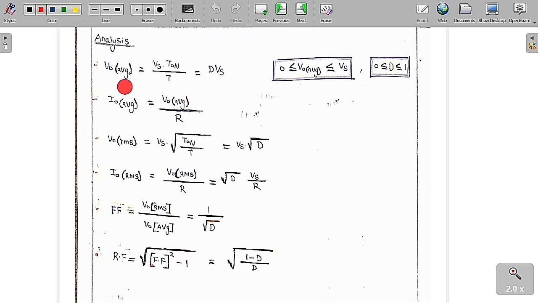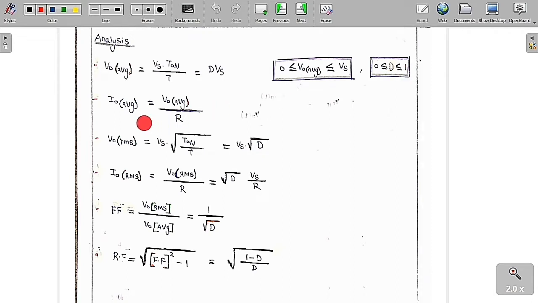So the average value of the output voltage is equal to D into Vs. You can see clearly the D value is going to lie from 0 to 1. So when D is 0, V0 average is equal to 0. When D is equal to 1, V0 average is equal to Vs. Therefore, the average value of the output voltage is going to lie from 0 to Vs, because D is going to vary from 0 to 1.